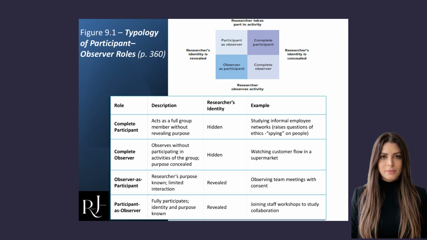Finally, we have the participant as observer. This is where you fully participate and everyone knows who you are and why you are there. You might join a staff workshop to study collaboration while being open about your research goals. Say a marketing team is having a brainstorming workshop for a new product launch. You join in, contribute ideas, and at the same time observe how the team members interact and build on each other's suggestions. Each role has a trade-off.